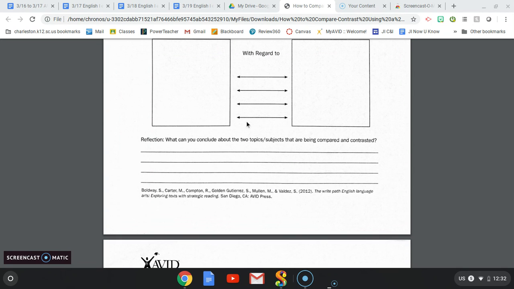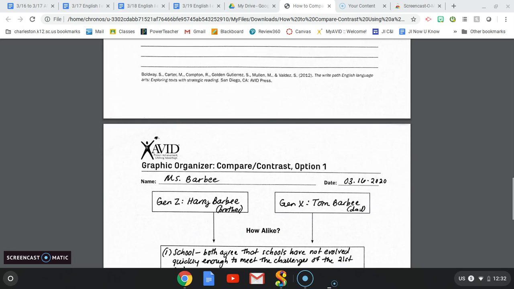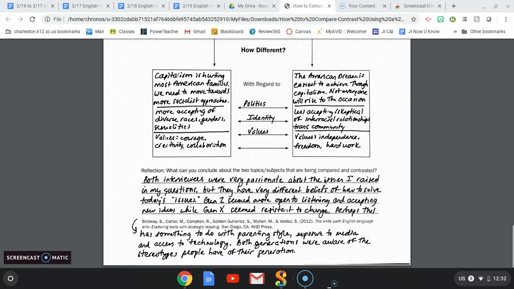Finally, you're going to be summarizing your conclusions in this reflection space below. This is the section where you may start to identify some of the major themes of your interviewee responses. I could sense that both my father and brother were passionate about the issues being discussed, but that they have very different beliefs about how to go about solving society's issues.